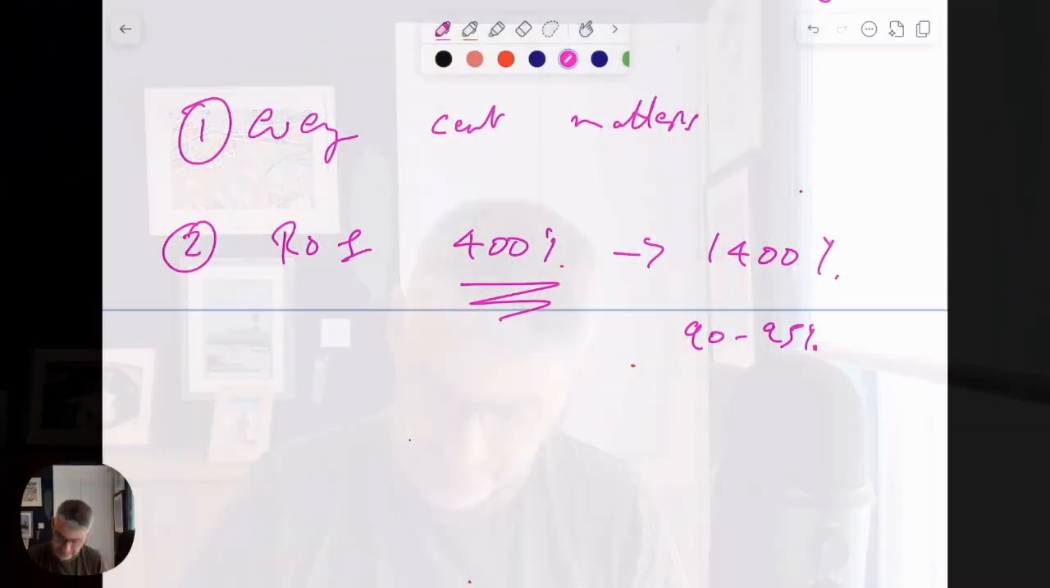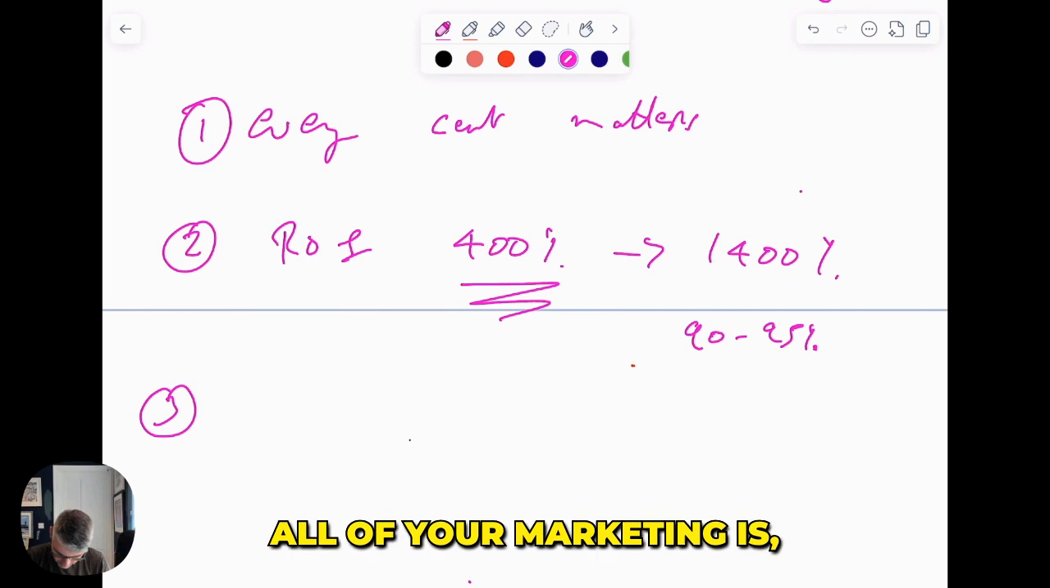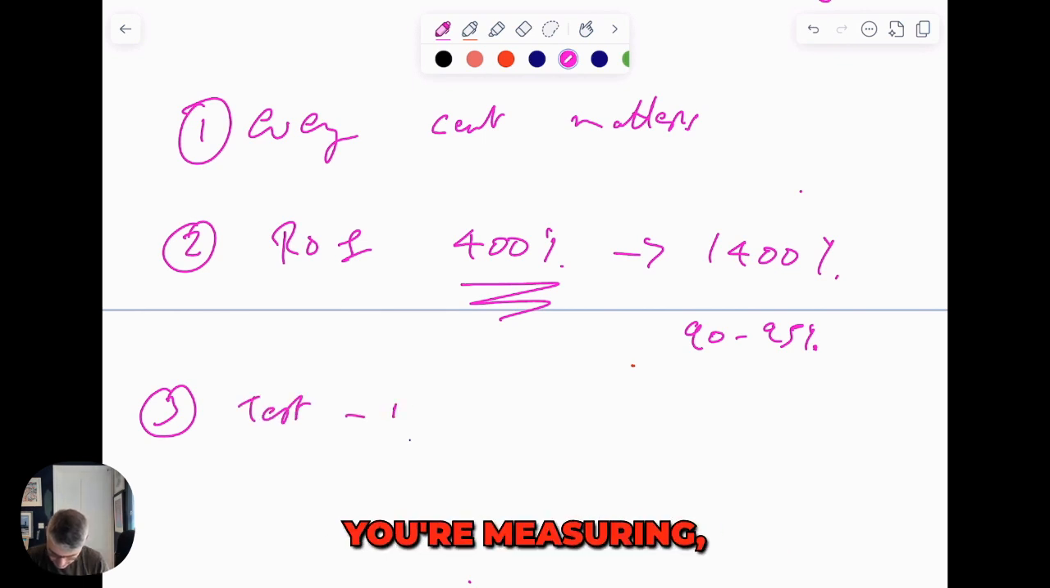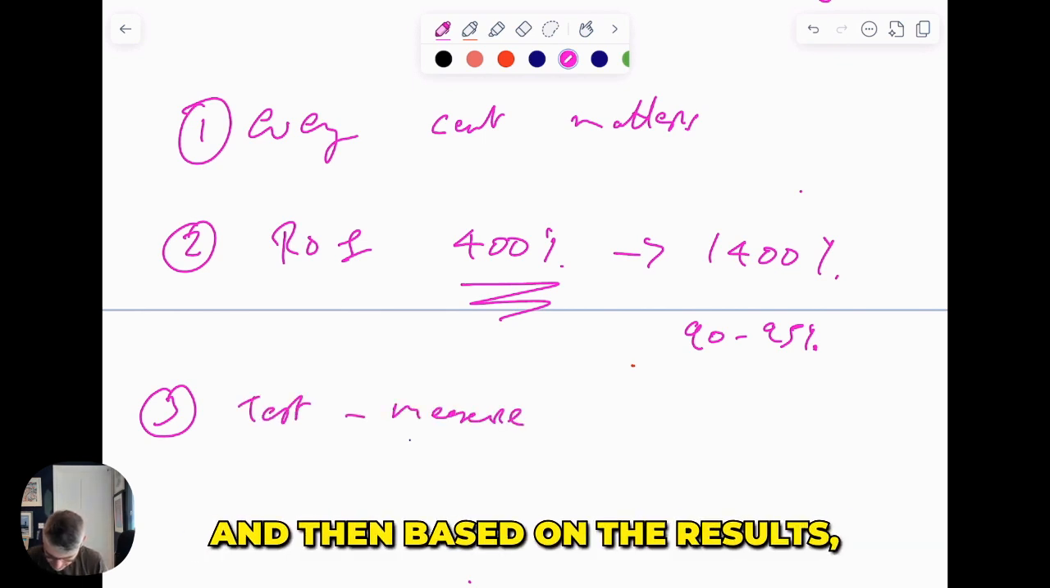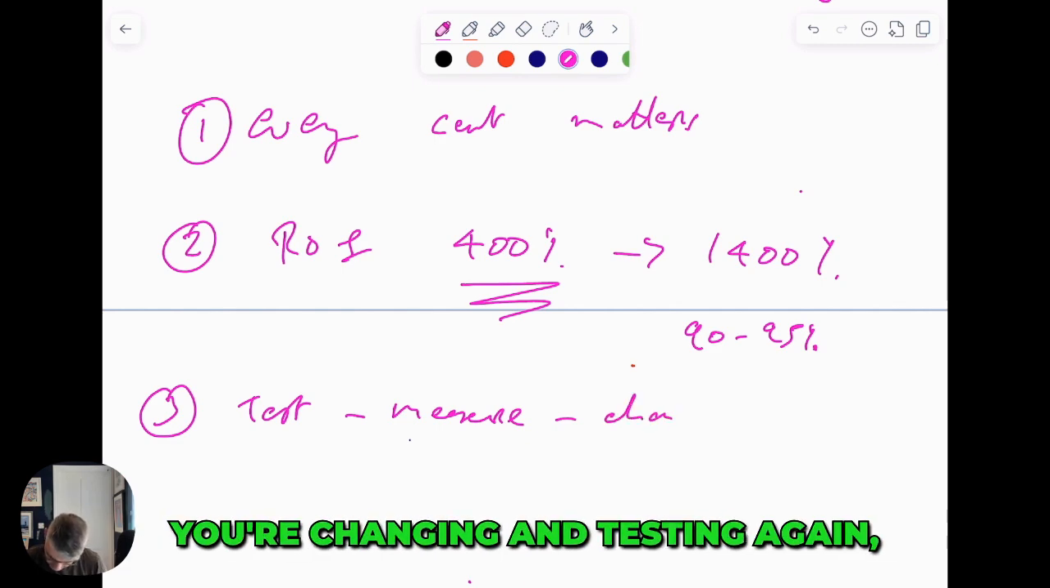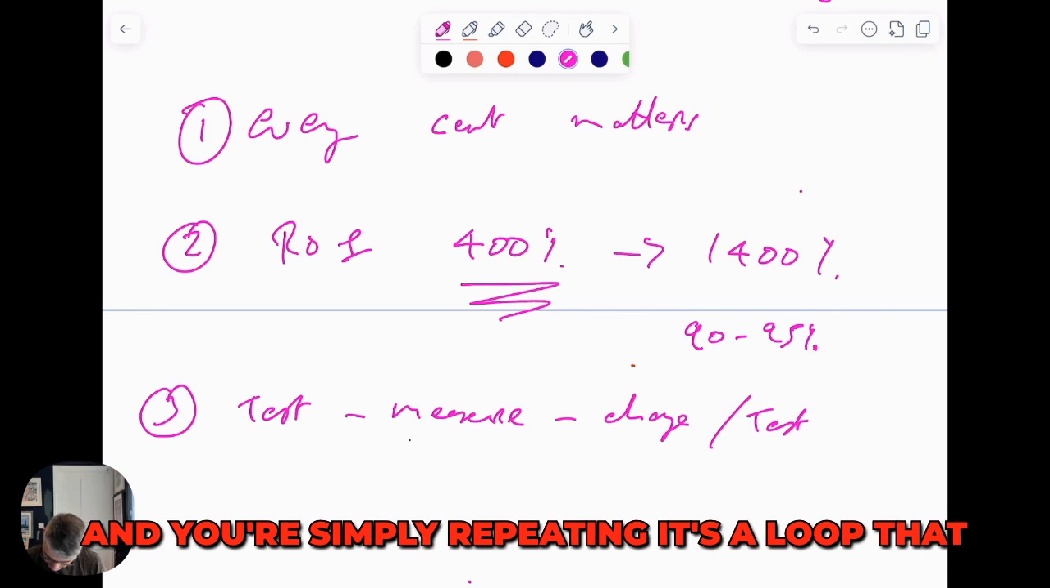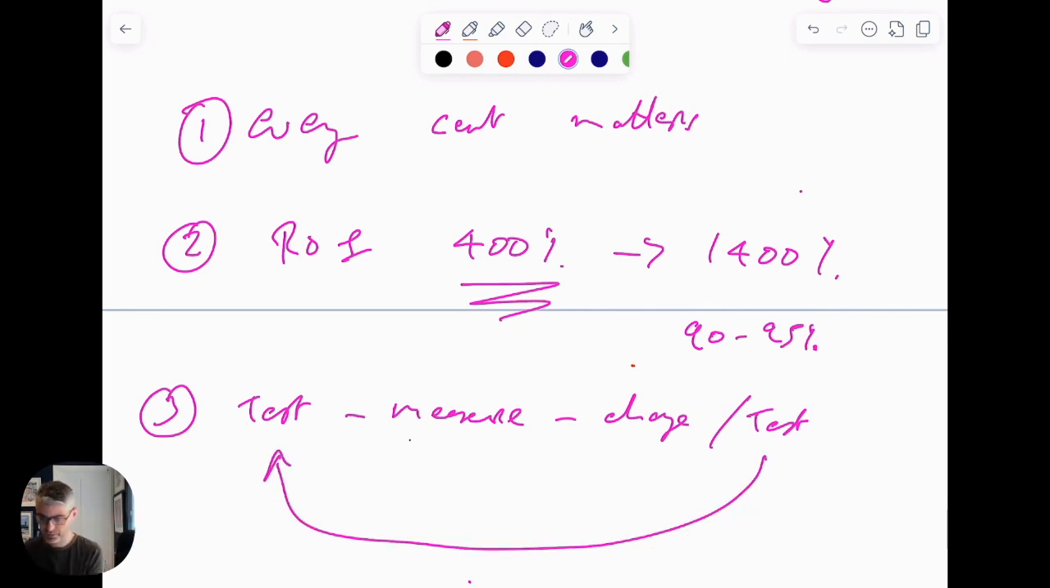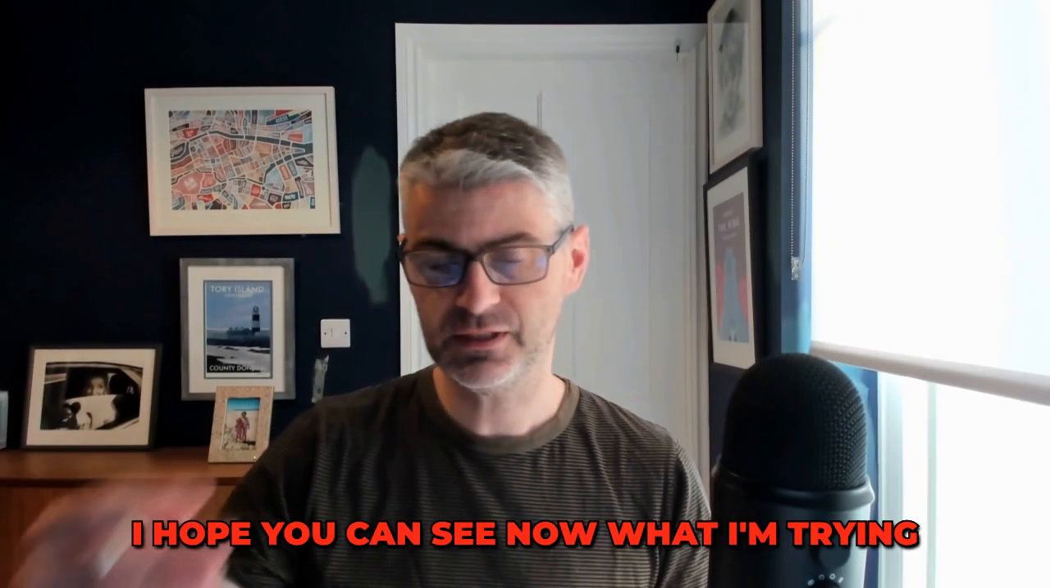And then thirdly, what you want to make sure you're doing with all of your marketing is you're testing, you're measuring, and then based on the results, you're changing and testing again, and you're simply repeating. It's a loop that you do over and over again. So I hope this helps. I hope you can see now what I'm trying to do here.